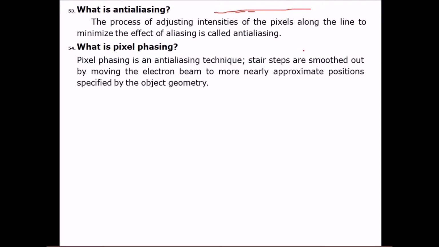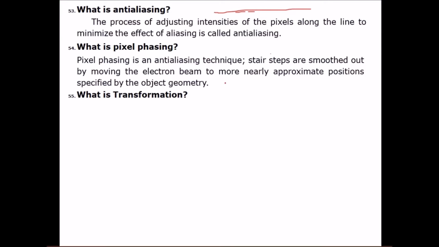What is pixel phasing? Pixel phasing is an anti-aliasing technique. Stair steps are smoothed out by moving the electron beam to more nearly approximate the position specified by the object geometry. Right?